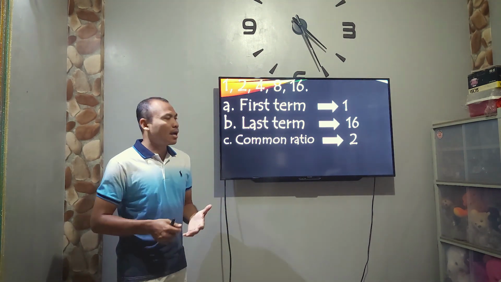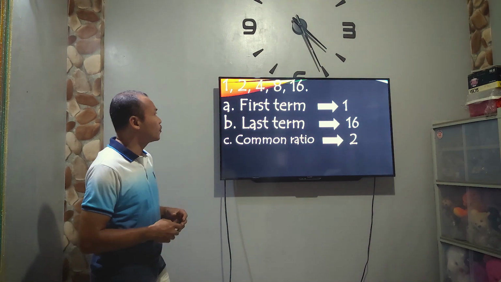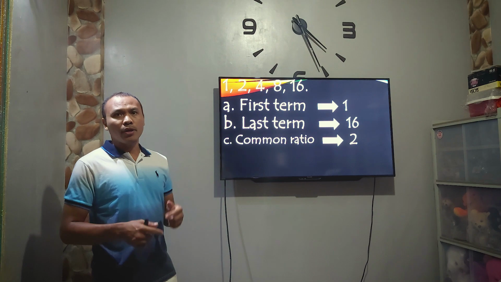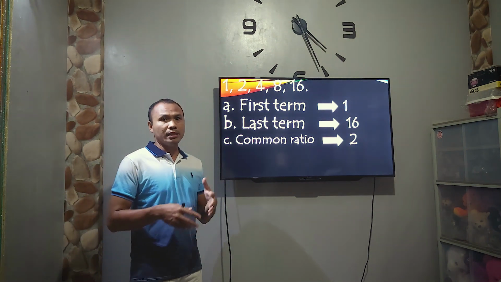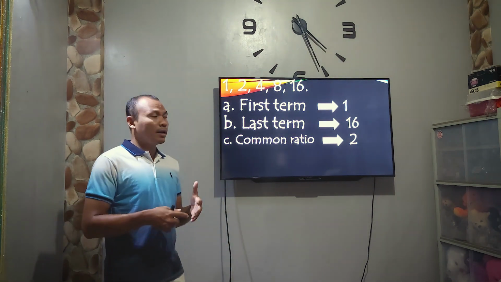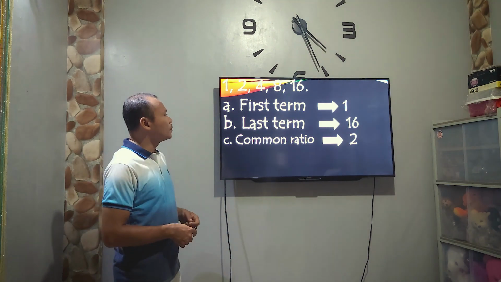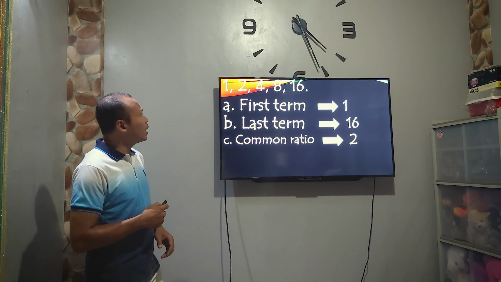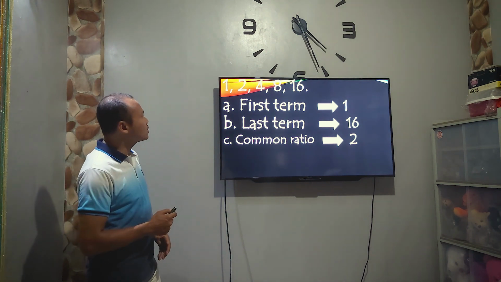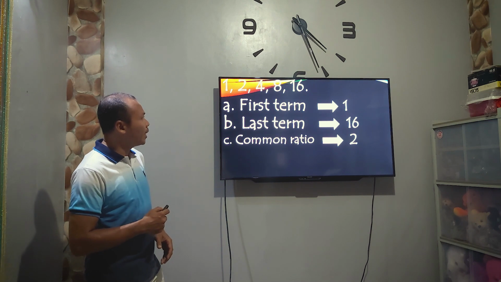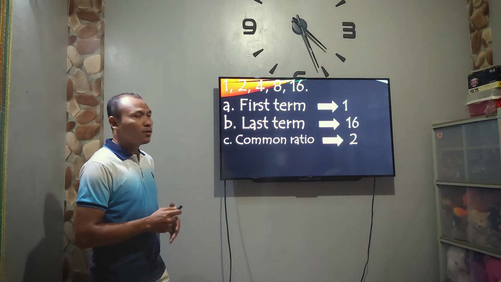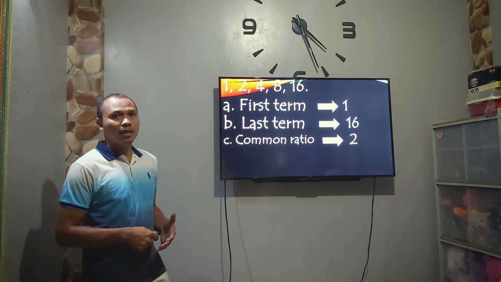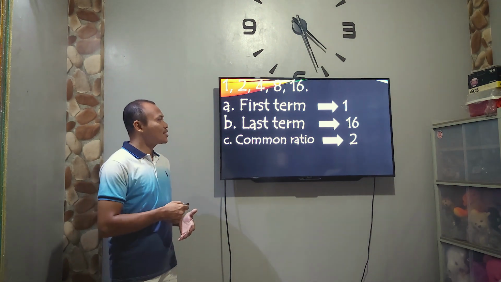So, we can easily identify the first term and the last term. So, how did we derive with the common ratio, which is 2? First, we have to divide the second term by the first term. And it can be either the third term by the second term, the fourth term by its third term, the fifth term by its fourth, and so on. Example, we have 2, which is the second term. 2 divided by 1 is 2. Next, 4 divided by 2 is 2. Another one, we have 8 divided by 4 is 2. And 16 divided by 8 is equal to 2. So, that is the common ratio.